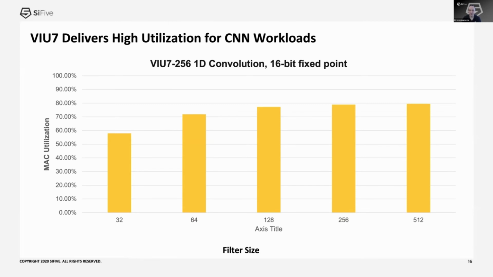For convolutional workflows, this is just looking at a 1D convolution with 16-bit fixed point. And here, because the actual performance will depend on the customer process technology and library selection, we're just showing this in terms of utilization of the ALUs in the machine. And so getting close to 80% utilization on larger filters here.